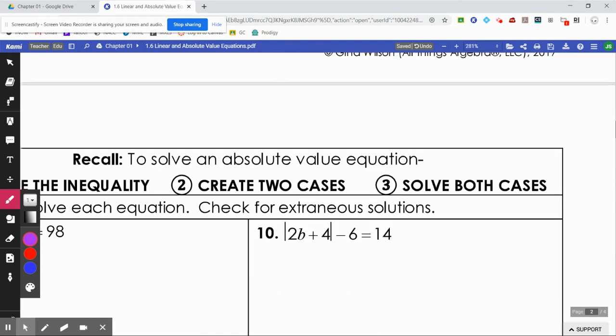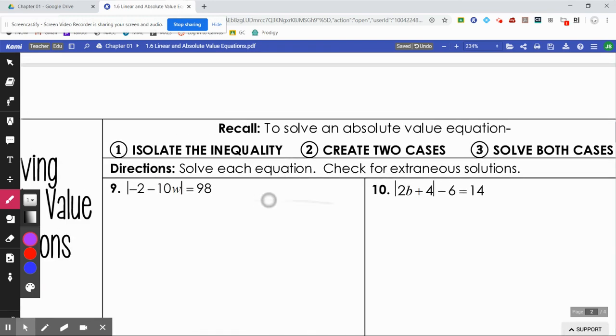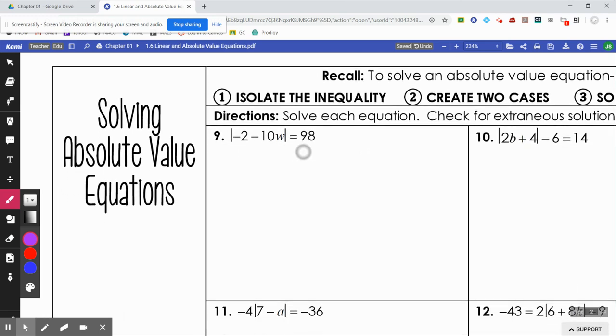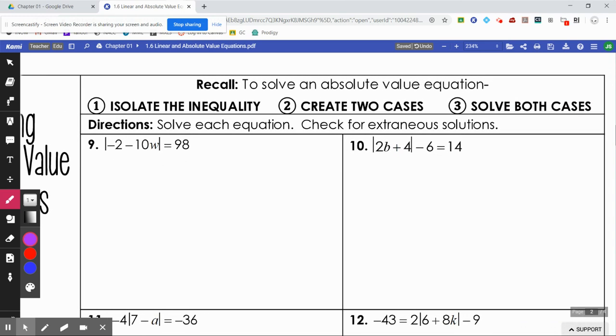Okay, finally we're going to be solving absolute value equations. Now they've done you a favor up top by actually giving you the steps. Recall, to solve an absolute value equation, we isolate the inequality. That should actually say isolate the absolute value. Step number 2, create two different cases, and step number 3, we're going to solve both cases.